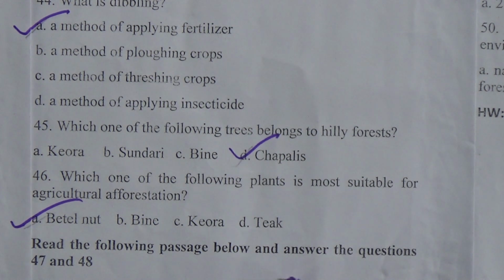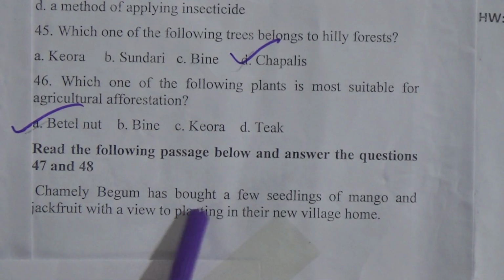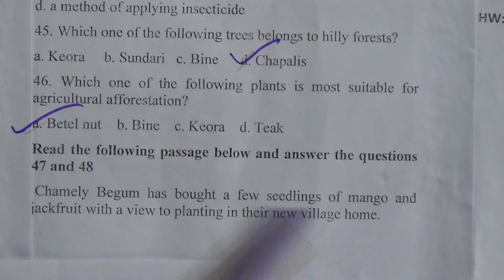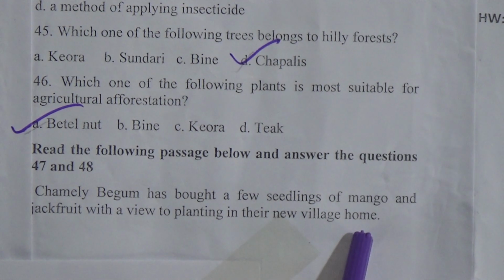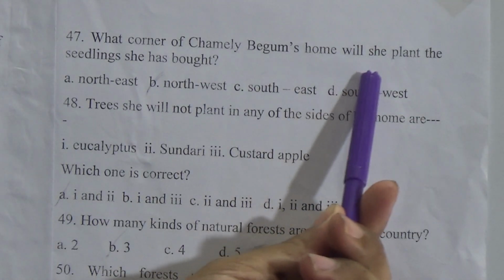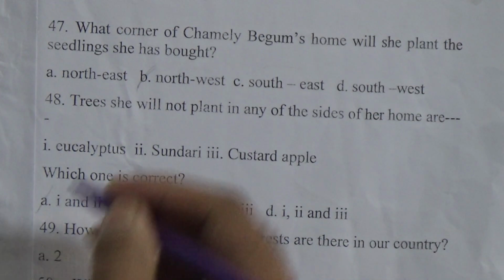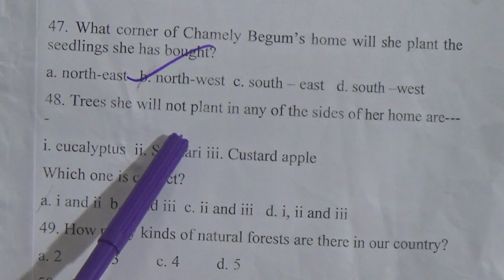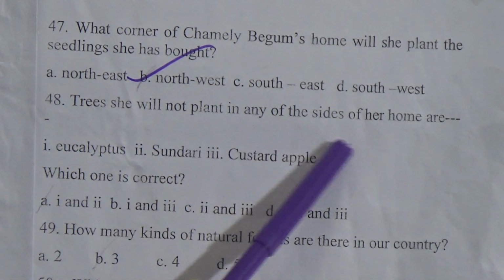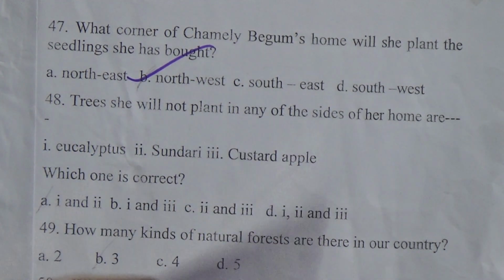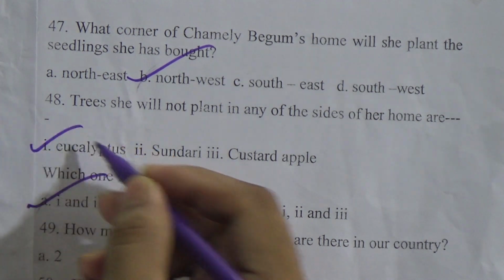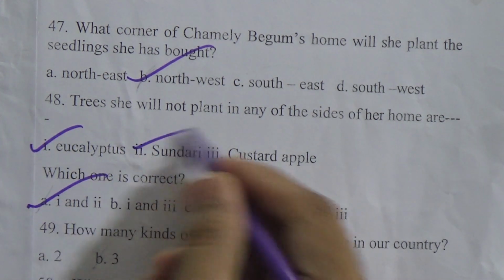Read the following passage to answer question number 47 and 48. Chameli Begum has bought a few seedlings of mango and jackfruit with a view to planting in their new village home. What corner of Chameli Begum's home will she plant the seedlings she has brought? It should be north to west. Trees she will not plant in any of the sides of her home are 1 and 2, eucalyptus and shunduri.